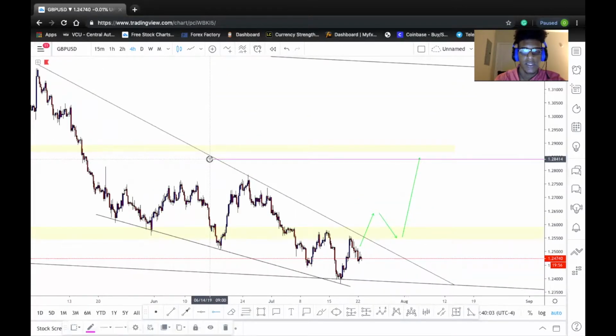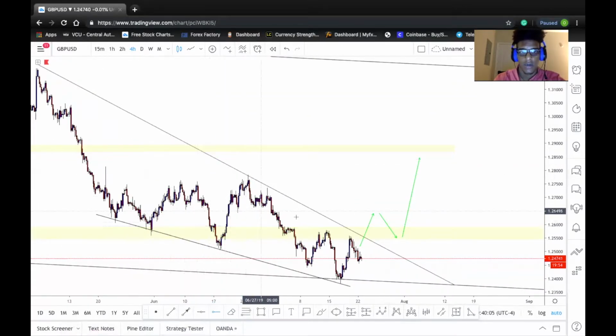Same with GBPUSD. You guys can see price is getting squeezed, and essentially it looks like we are making an inverted head and shoulders. We have that divergence as well, but due to the fundamentals on Wednesday, price hasn't really moved. Price is setting itself up.